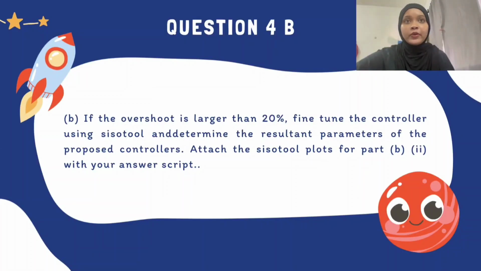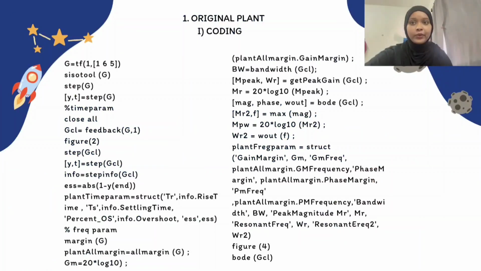For question B, they ask if the overshoot is larger than 20%, fine-tune the controller using the SISO tool. So we can find for the original plant first. As we can see here in the coding, this is the whole code, where we can see the Bode plot, the step response, the SISO tool, and then after that the step response of G closed loop and everything.